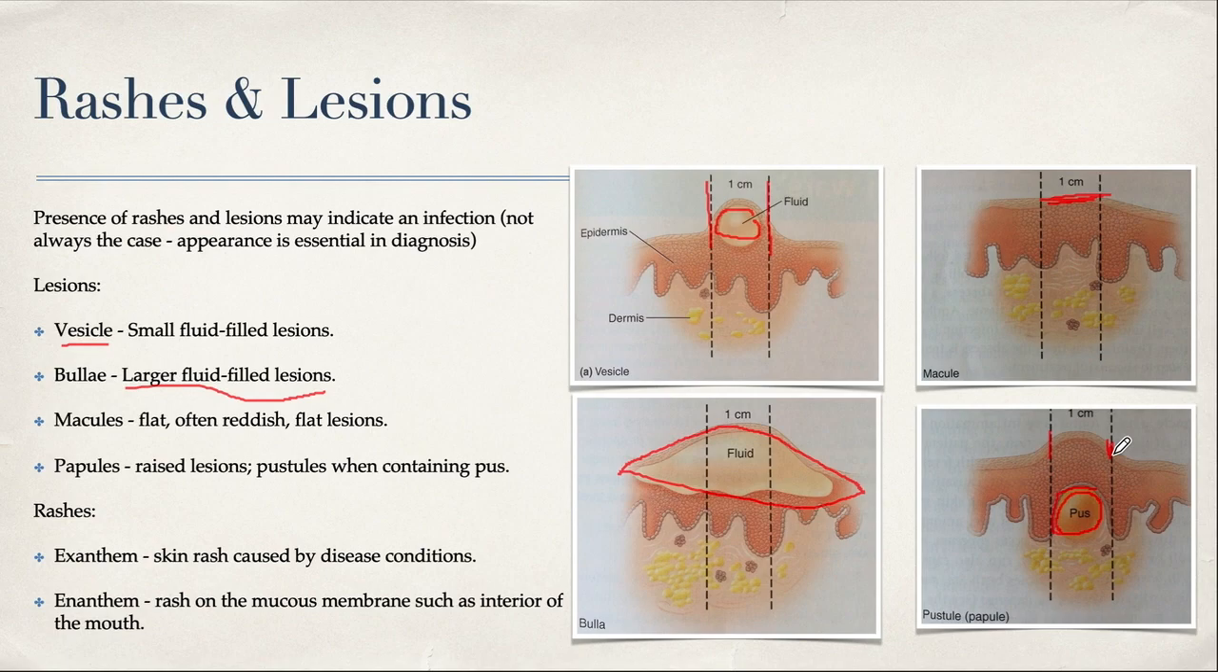And then rashes, you have exanthem rashes and enanthem rashes. Exanthem rashes are rashes caused by disease conditions on the skin, and enanthem rashes are rashes on the mucous membrane. So you're talking about rashes that you see in the interior of the mouth, as associated with foot and mouth disease.